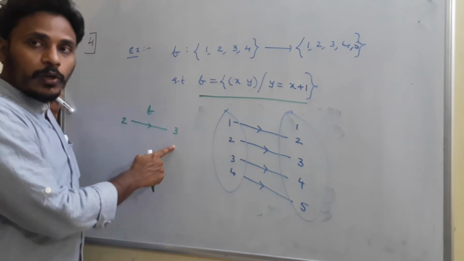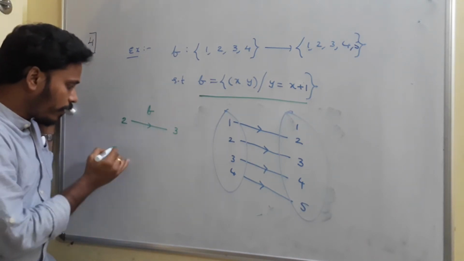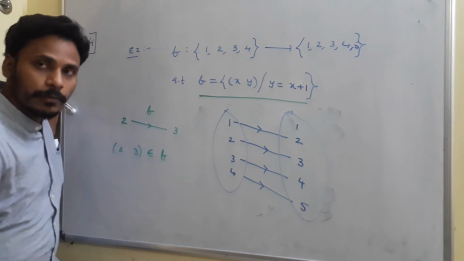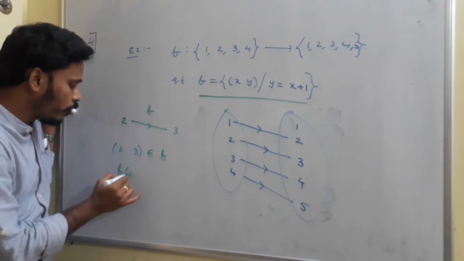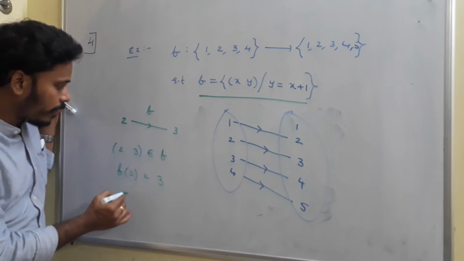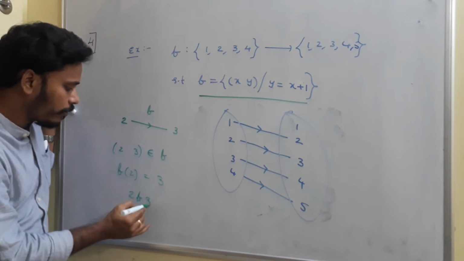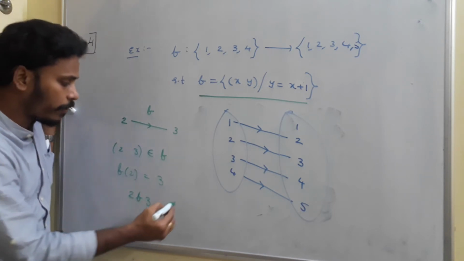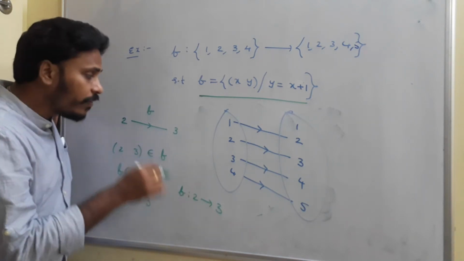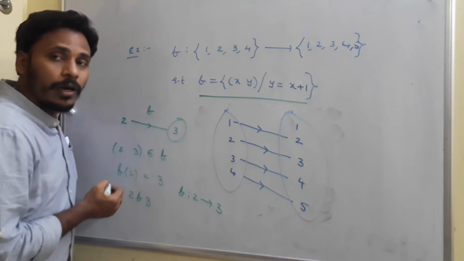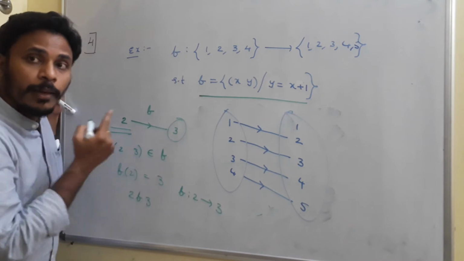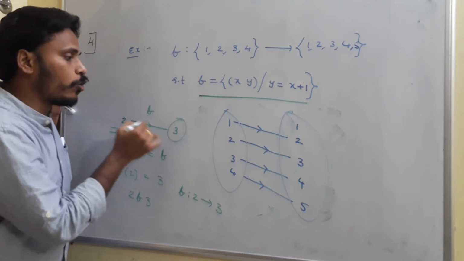Since 2 is connected to 3 with respect to f, here we will write that (2, 3) is an ordered pair of the function, or we say f of 2 is equal to 3, or sometimes we say 2 f 3, or sometimes we just represent it as f is mapping element 2 to 3. In this case, this 3 is called what? Image of 2, whereas this 2 is called what? Pre-image of 3 with respect to the function.